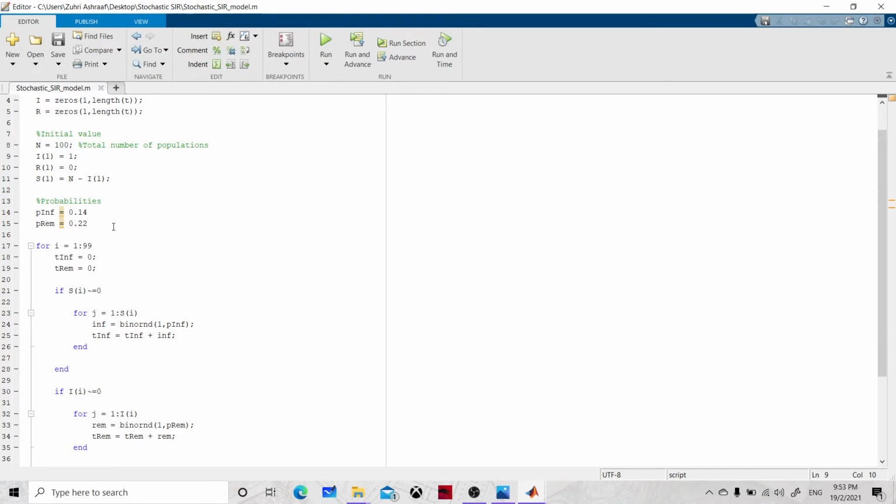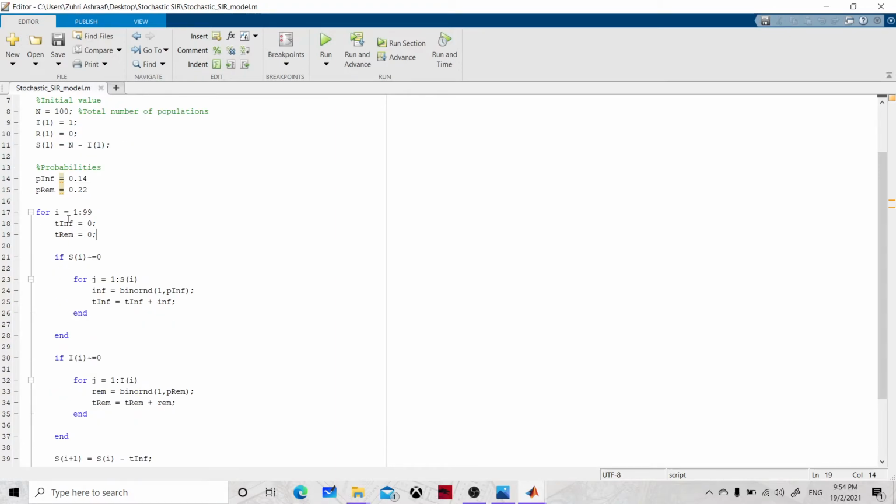Next thing that we are going to do is declare the probabilities. Okay, from the Markov chain that I explained, we have two probabilities: P infected and P remove. P infected is the probability for a susceptible to be infected, and P remove is the probability of an infected to be removed. The probabilities are for each individual. That is one thing you need to remember, that our probabilities are for each individual.